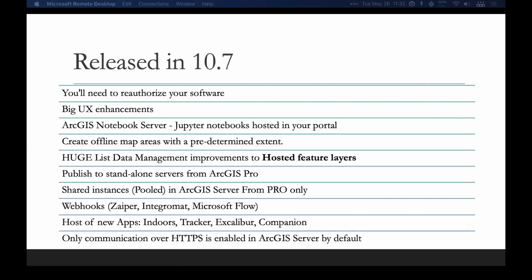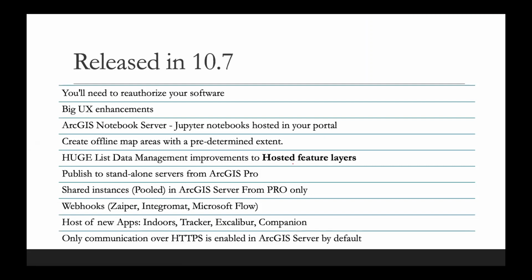You can create offline maps at a predetermined extent. If you ever had to create offline maps, it's kind of a pain in the neck. So now you can tell your users, hey, I'm going to tell you what to download, and you just get it with a sync. So that's a helpful thing. Predetermined extent, it's an envelope, a square or a rectangle of an area that you're able to download. There's a large list of enhancements for hosted feature layers. Now, these are layers that are on Esri's data store.